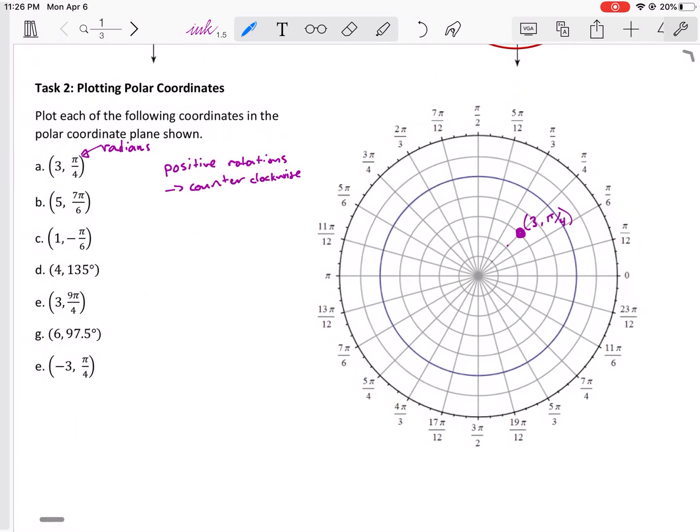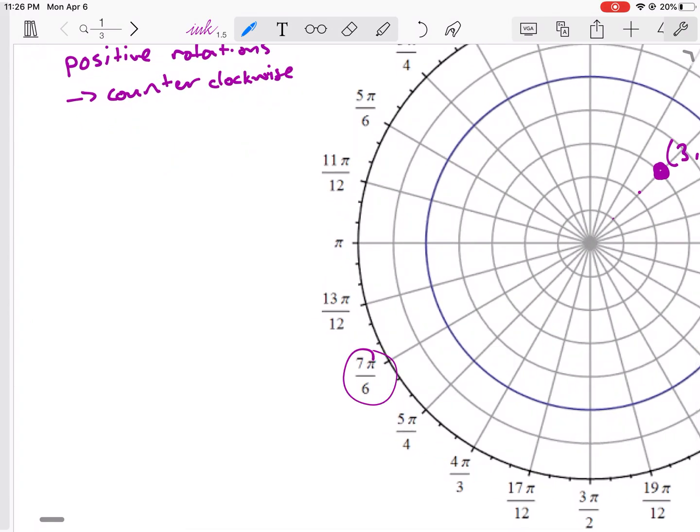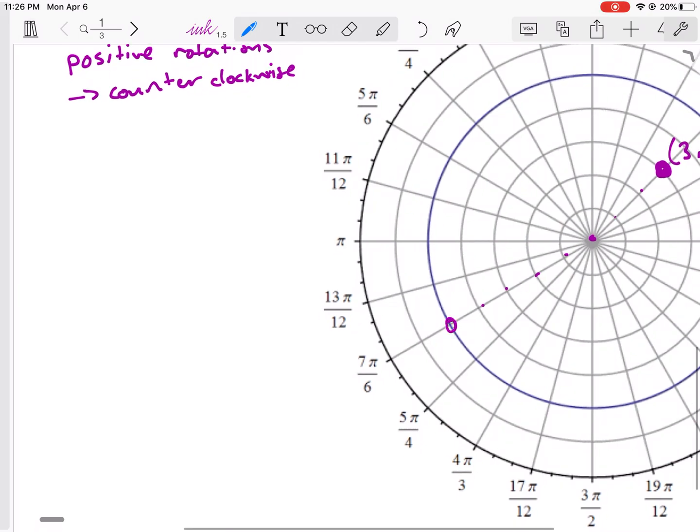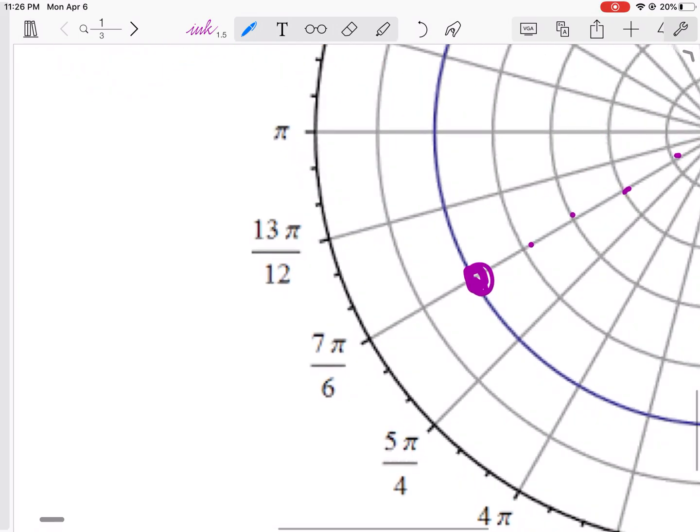Same idea for the others, 5, 7 pi over 6. 7 pi over 6 is our angle. Count 5 out from the origin. 1, 2, 3, 4, 5. There is 5 comma 7 pi over 6.